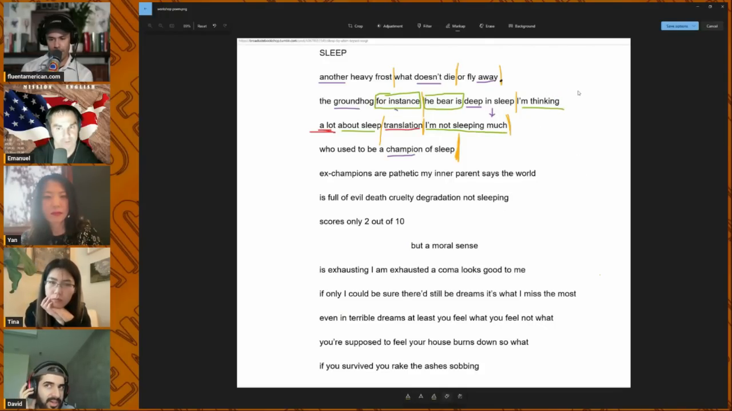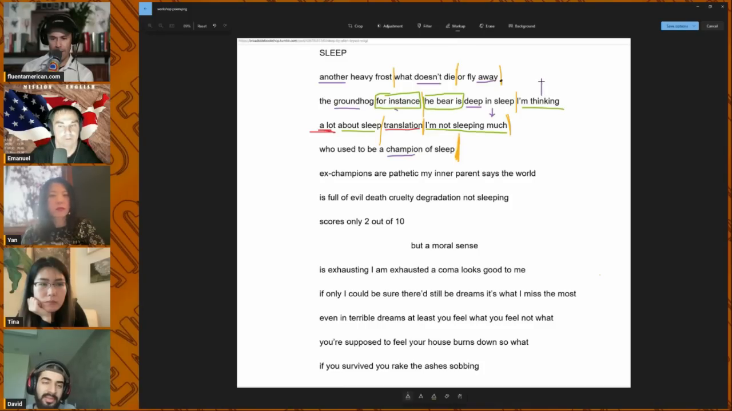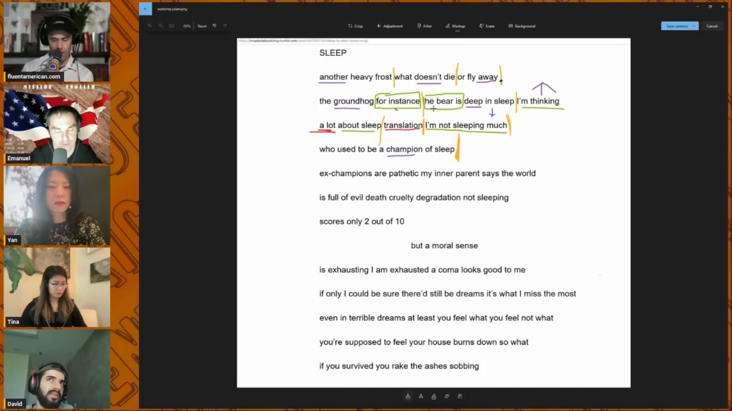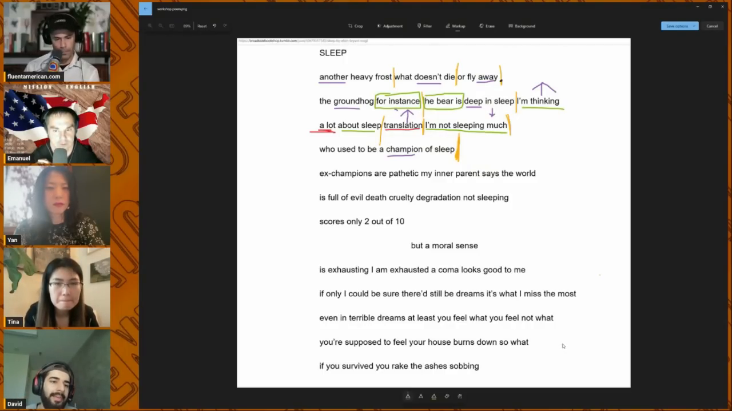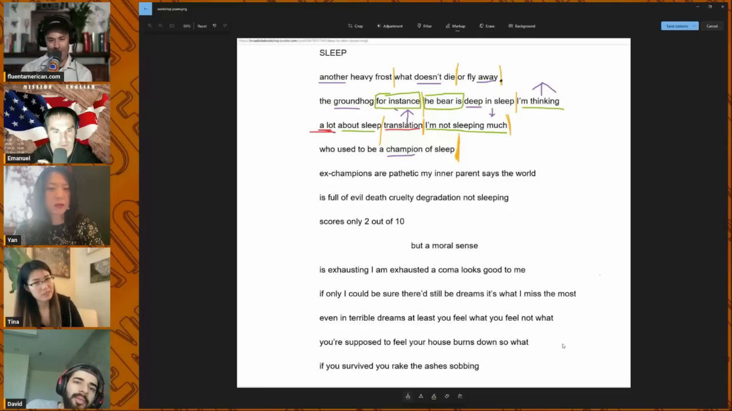Pitch-wise, what I'm going to do is go high, I'm going to go high, and then I'm going to go down. Okay, so if I have these markings and I were going to do this, it might be something like, I'm thinking a lot about sleep. Translation: I'm not sleeping much.